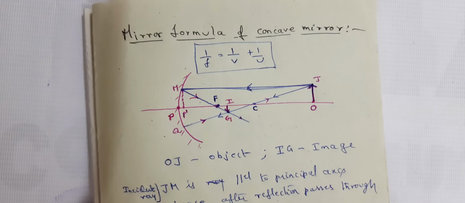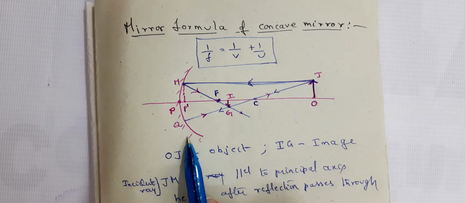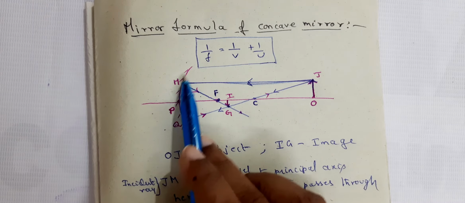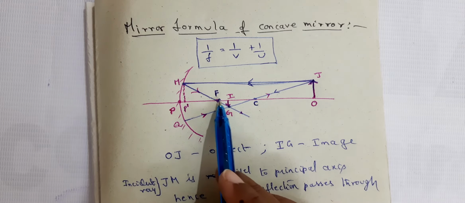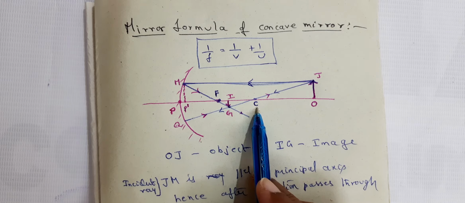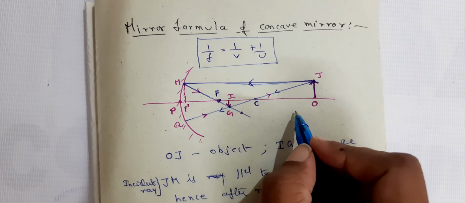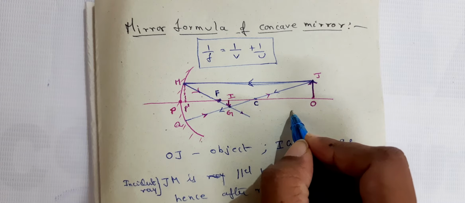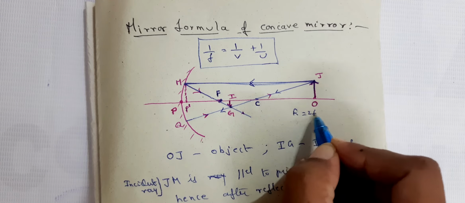So the ray diagram is of this kind. This is a concave mirror, this is the polished surface, the reflecting surface. F is the focus, and C is the center of curvature. What is the relationship between focal length and radius of curvature? R is equal to 2f.